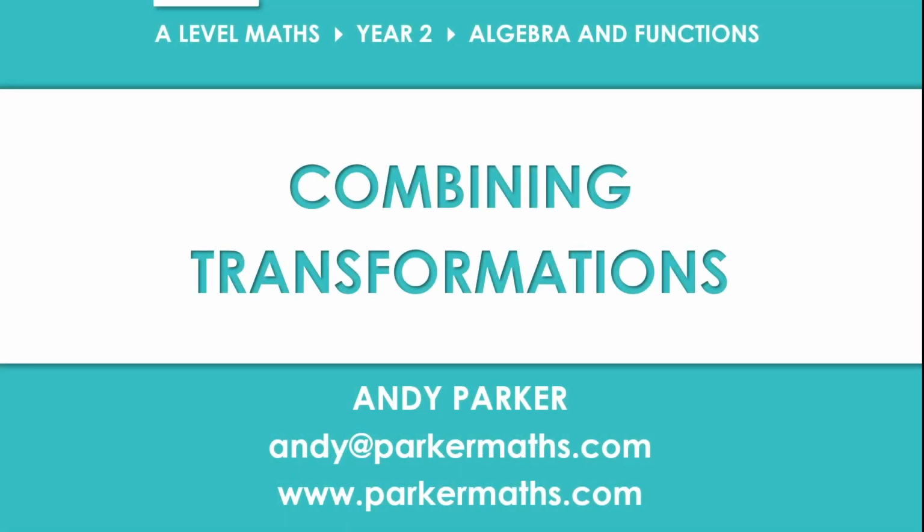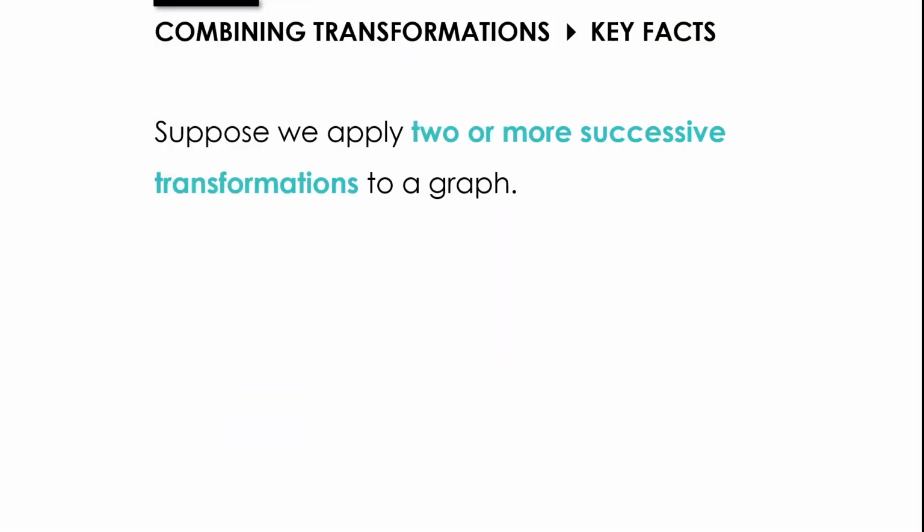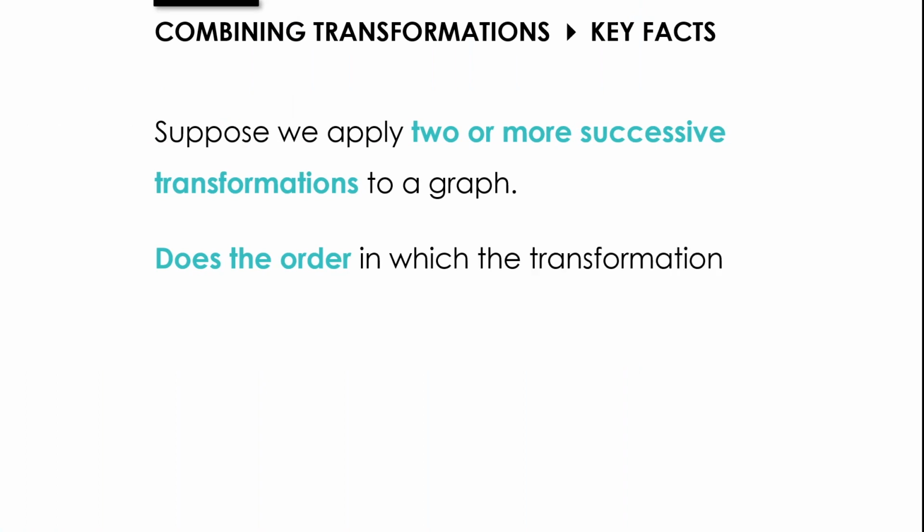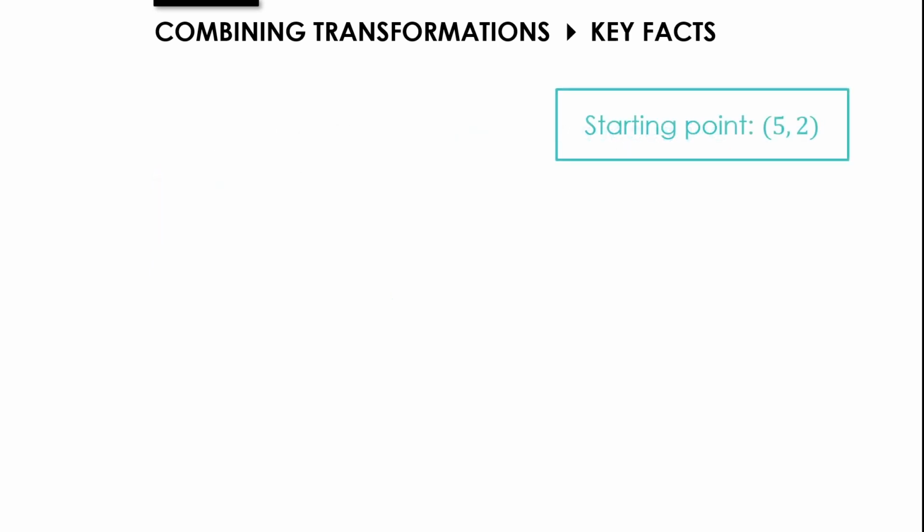Okay, let's now have a look at what happens when we combine transformations. The key question I'd like to explore to start with is this. Suppose we apply two or more successive transformations to a graph. Does the order in which we apply those transformations affect the result? To explore this question, we're going to apply successive transformations to a single point, in this case 5, 2.